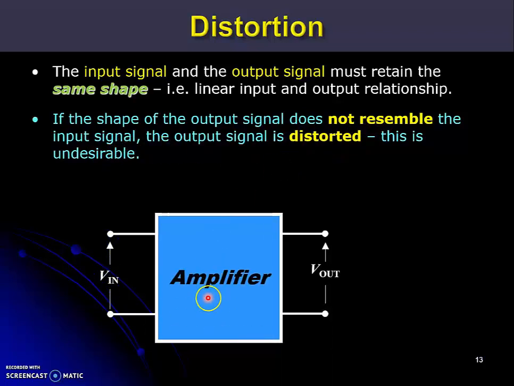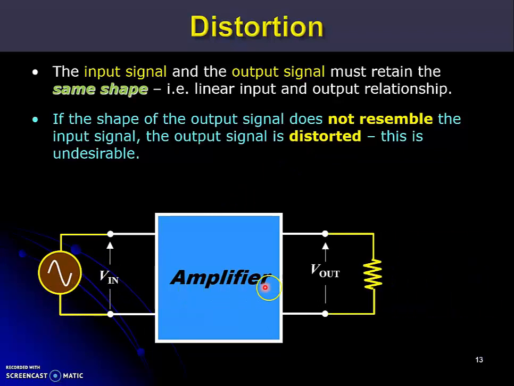Let's look at this figure. A sinusoidal signal is applied to this amplifier. A load is attached to the output. The expected output waveform is a sinusoidal waveform. This output waveform may have a different amplitude or different phase compared to the input sinusoidal waveform. But so long as they both have the same shape, then we say the output is not distorted.